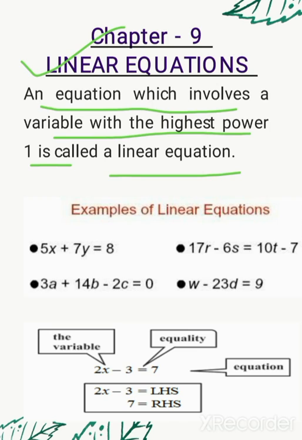And here are some examples of linear equations. First one is 5x plus 7y equals 8. Second one is this. Third one is 3a plus 14b minus 2c equals 0. Here you can see in all of these equations the highest power of the variables is 1. That means there is no variable in which the power is 2. That's why these are linear equations, because in all of these equations the highest power of the variables is 1.